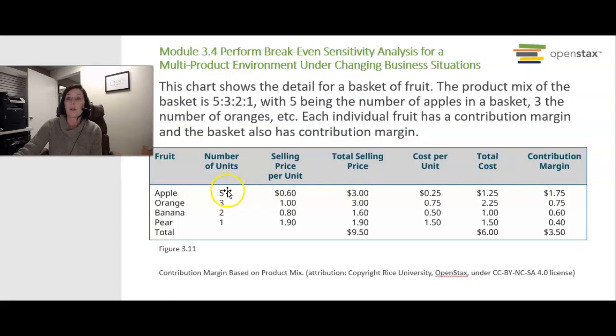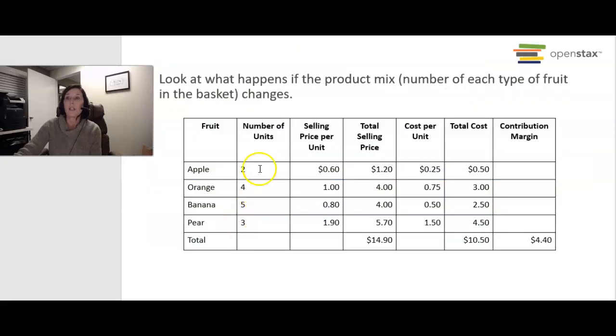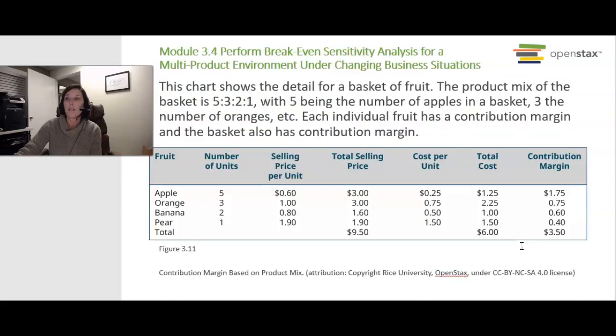So let's look at what happens if we change. And so we've got, again, 5, 3, 2, 1. What if we change the number of units here? How does this impact the product mix and the contribution margin ratio, I should say? So under where they only get 2 apples, and 4 oranges, 5 bananas, and 3 pears, the contribution margin changes to $4.40 from $3.50. So that may be a signal to this company that they need to be switching up what these fruit baskets are being made out of.